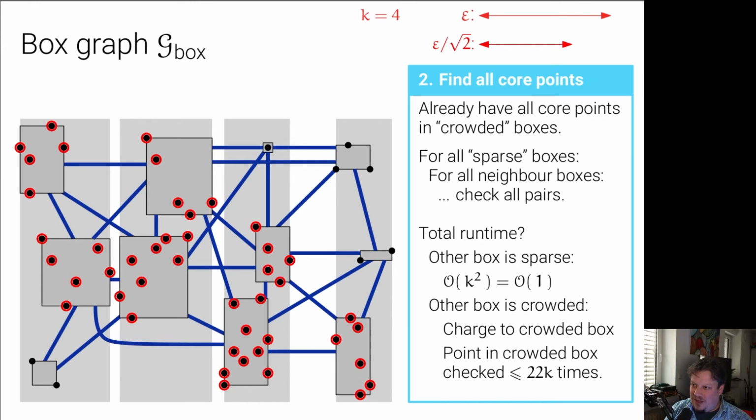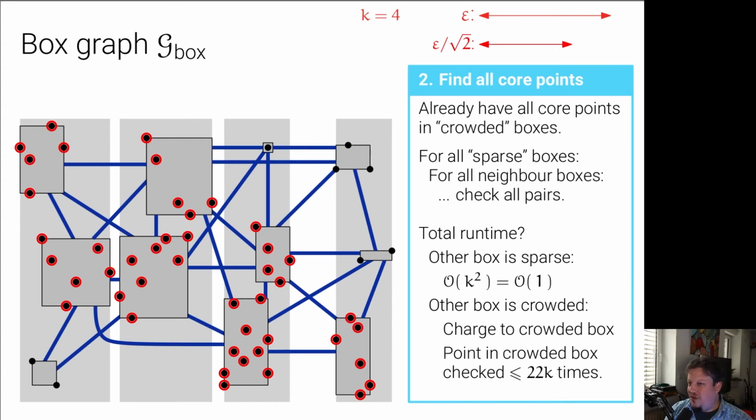22 because it has at most 22 neighbors. Maybe all of them are sparse boxes. But all of the sparse boxes have at most k points to compare to. So how much work is this in total? There are at most n points in crowded boxes, because there are at most n points. And each of them is compared to at most 22k other points in this check all pairs step of the algorithm in total. So what runtime do we have? 22kn. But k is a constant, so that is order n.